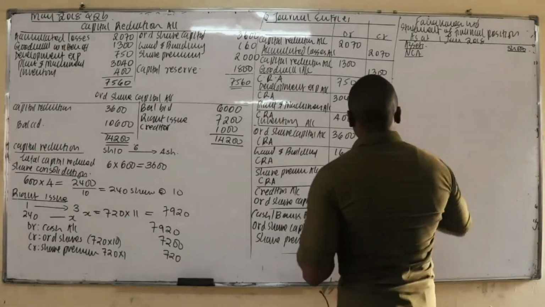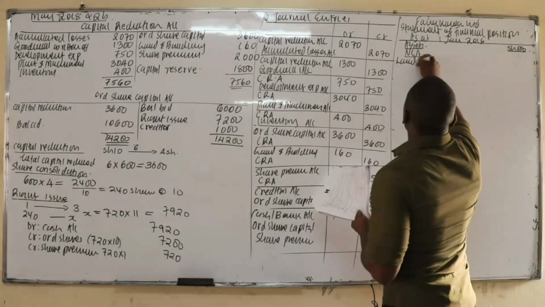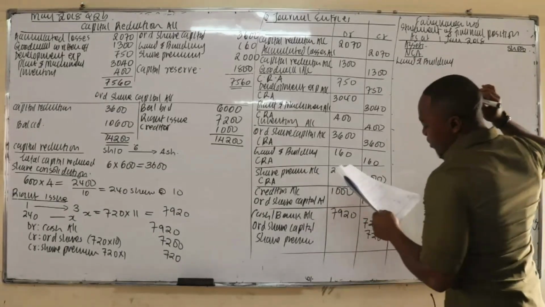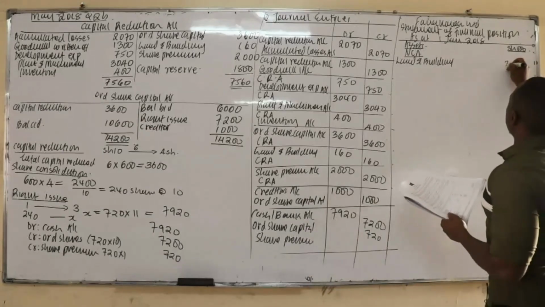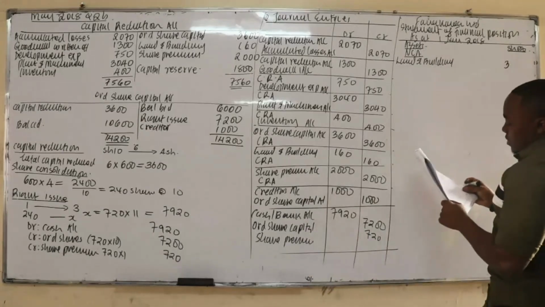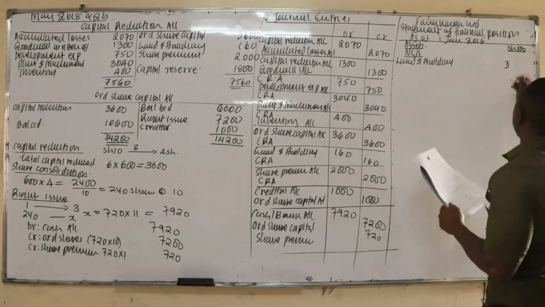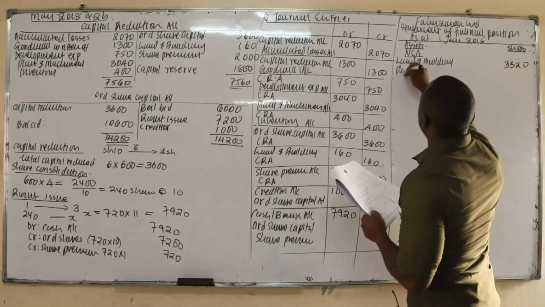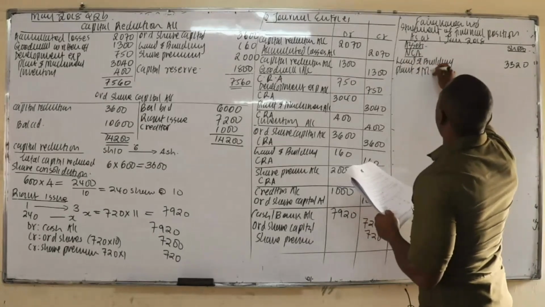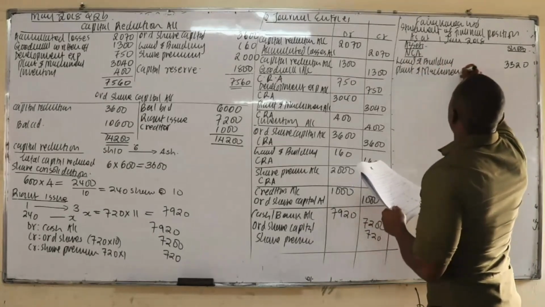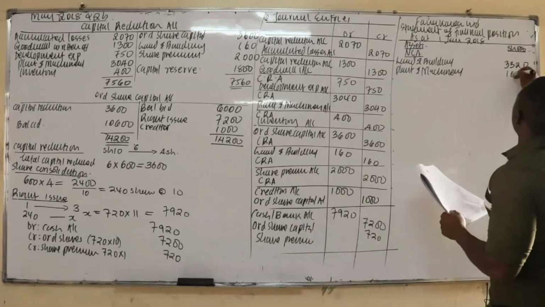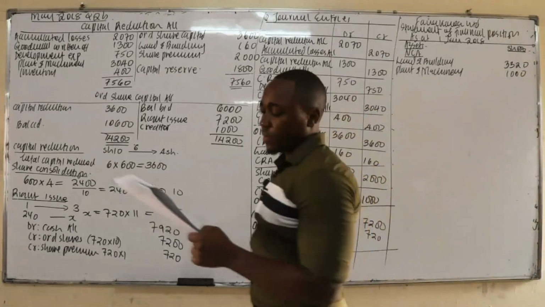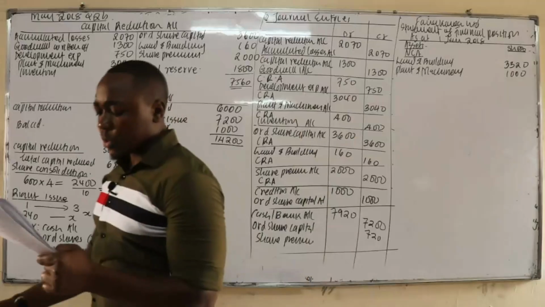So we have land and building. You take the revalued amount. It was revalued to 320. Then there was plant and machinery, an amount of 1,000. Now, for the intangible asset, goodwill was written off. Development expenditure was also written off.